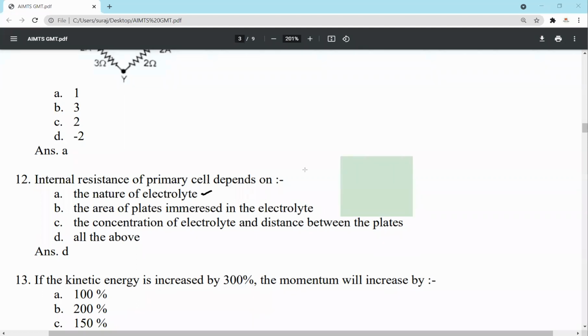Whenever inside the electrolyte, electrons travel from one point to another, it applies some kind of resistance to the flow of electrons. That resistance is internal resistance. So yes, nature of electrolyte, area of the plates immersed in the electrolyte, concentration of electrolyte, and distance between the plates. The higher the distance, the more the resistance. So all of the above.